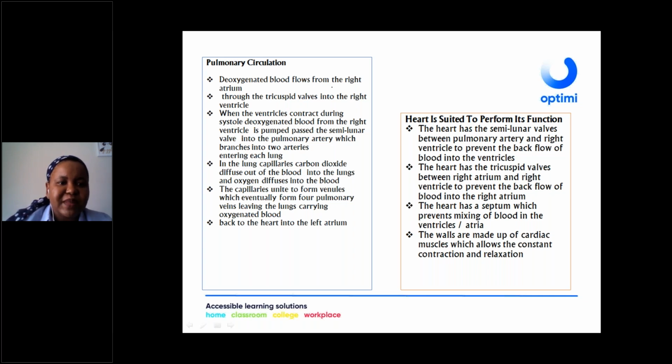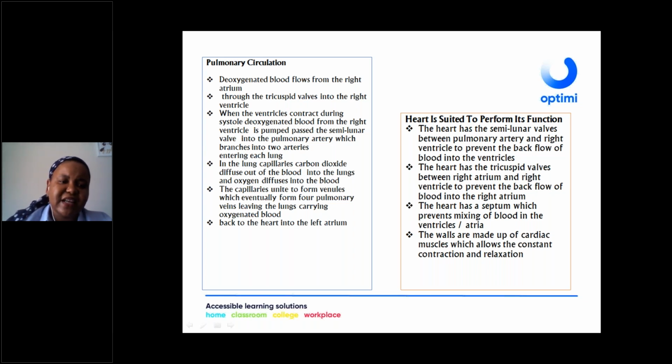Deoxygenated blood flows from the right atrium through the tricuspid valve into the right ventricle. When the ventricles contract during systole, remember systole is contraction, the deoxygenated blood from the right ventricle is pumped through the semilunar valves into the pulmonary artery, which branches into 2 arteries entering each lung. So some of the blood will go into the left lung and some of the blood will go into the right lung.